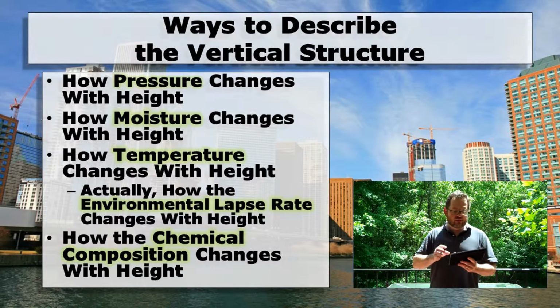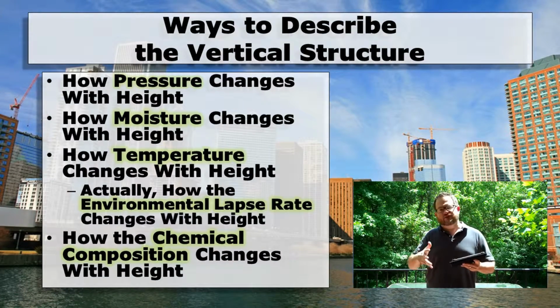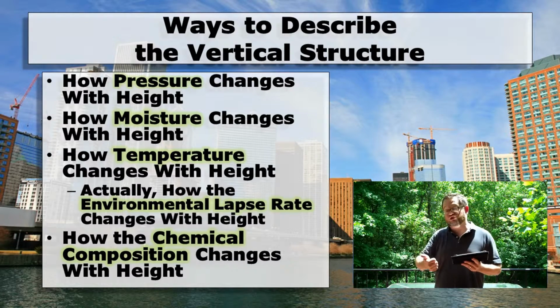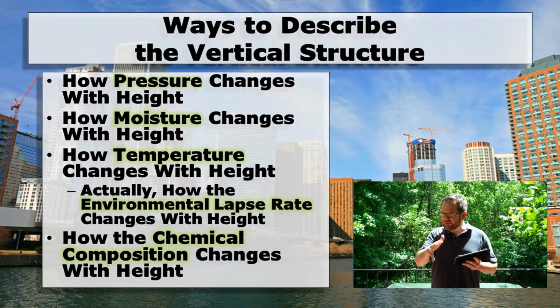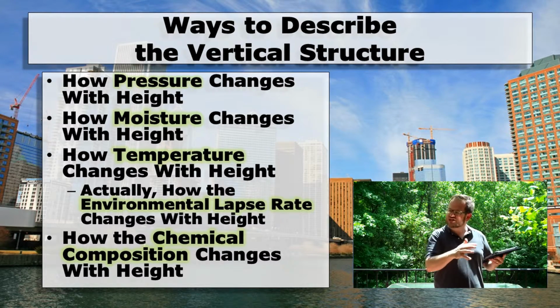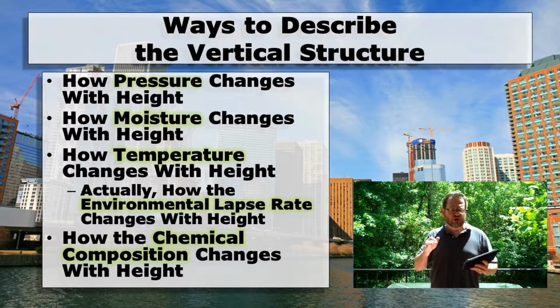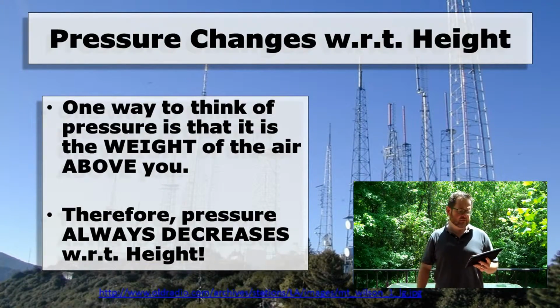Now, there are a lot of different ways to describe this vertical structure of the atmosphere, and today we're going to be talking about how pressure changes with respect to height, how moisture changes with respect to height, and how temperature changes with respect to height, although in practice we don't do much about how temperature changes with respect to height at this point in the course. Rather, we're going to be focusing on something called the environmental lapse rate, and how the environmental lapse rate changes with respect to height. And then finally, how the chemical composition of the Earth's atmosphere changes with respect to height, as in the mixture of the gases that make up the atmosphere.